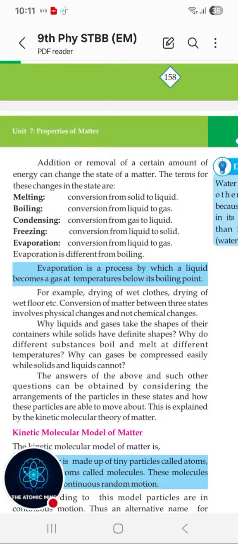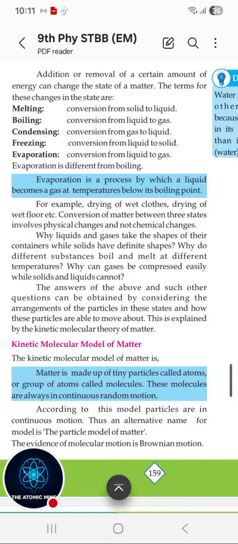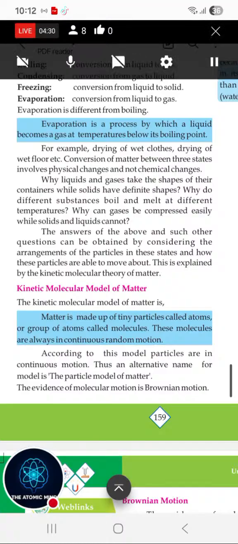Have you ever witnessed that when you put water in a container and see it after 2 or 3 days, the level of water has decreased? This is evaporation. The water is evaporating at room temperature and becoming gas. Evaporation is a process by which a liquid becomes a gas at temperature below its boiling point. For example, drying of wet clothes. We put the clothes out for drying and they become dry after some time in a day or few hours. Conversion of matter between three states involves physical changes and not chemical changes.